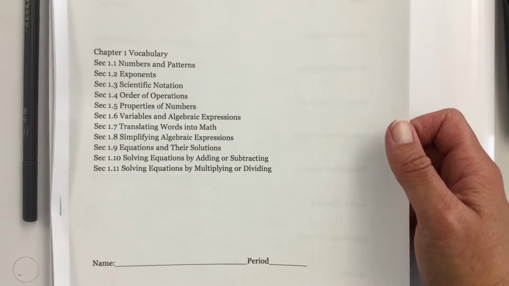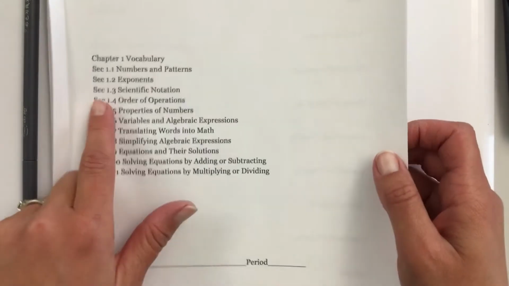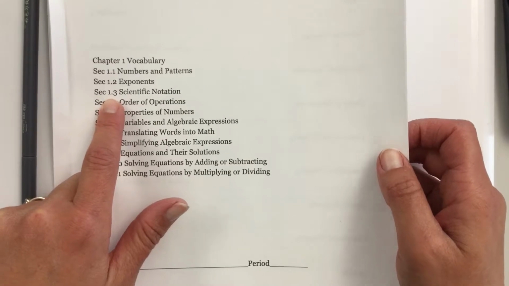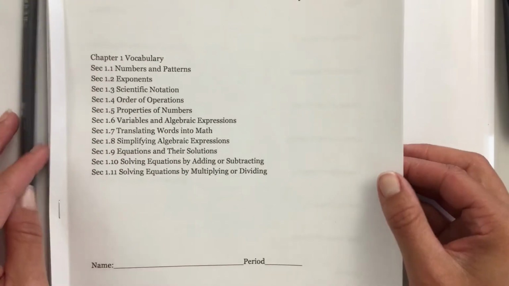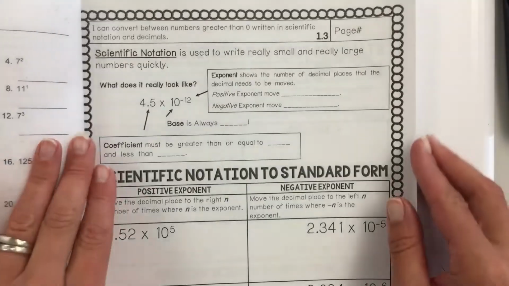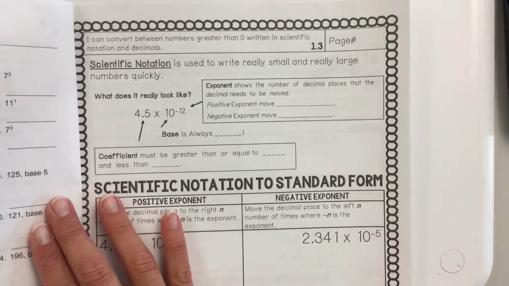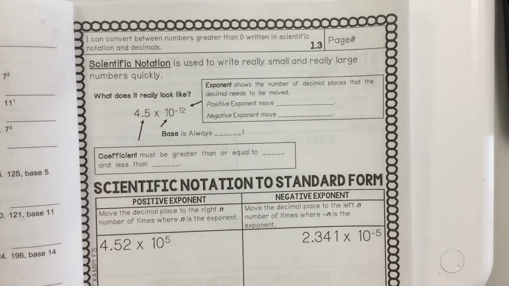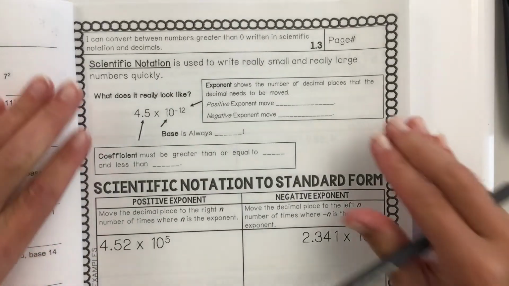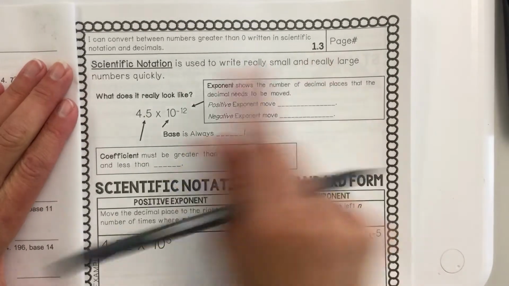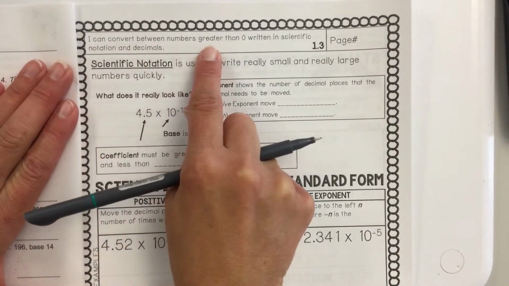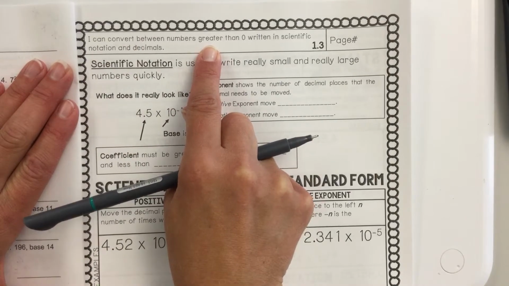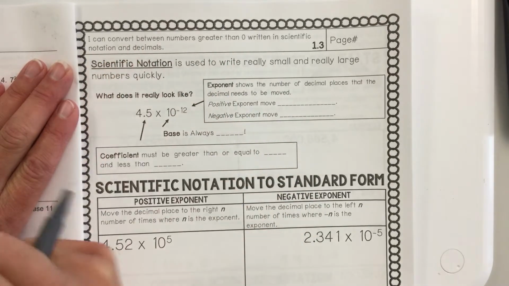Hey, seventh graders. Today we are doing section 1.3, and I'm actually going to split this lesson into two parts. So today we're just going to talk about scientific notation. So this is where we will start. If you guys want to head to this page. And this is section 1.3. Our goal today is to be able to convert between numbers greater than 0 written in scientific notation and decimals.